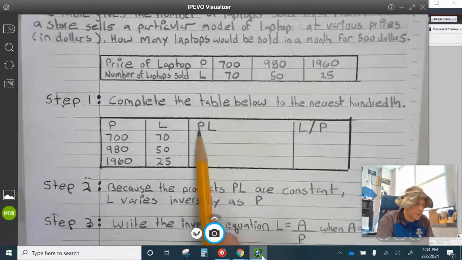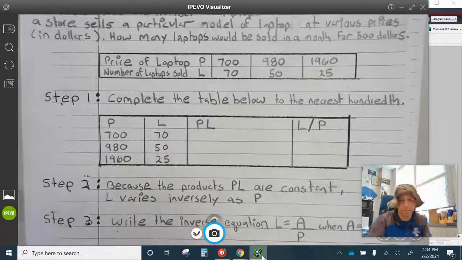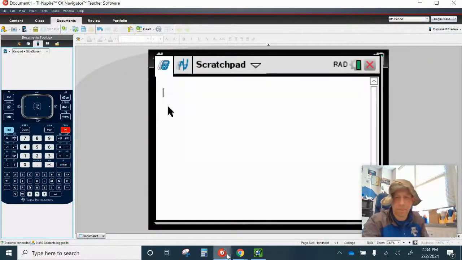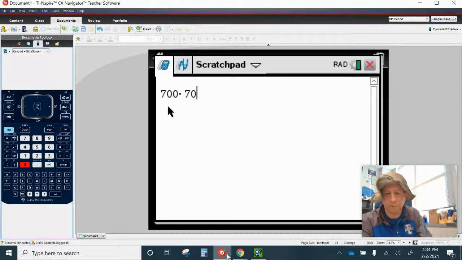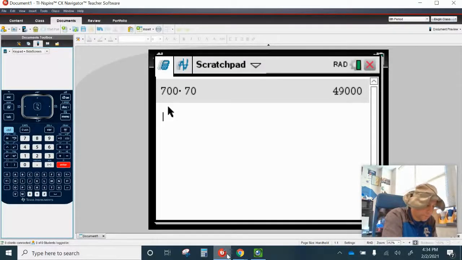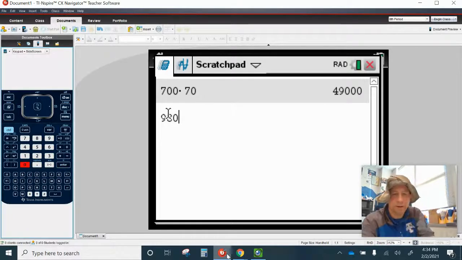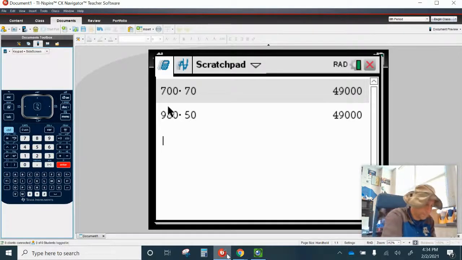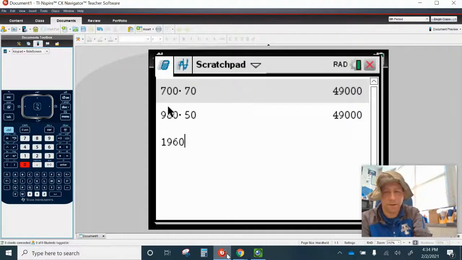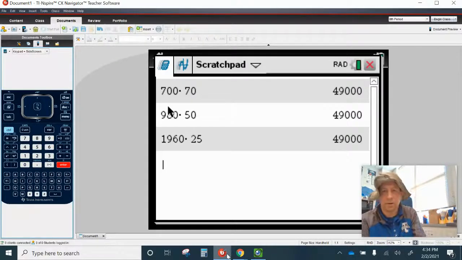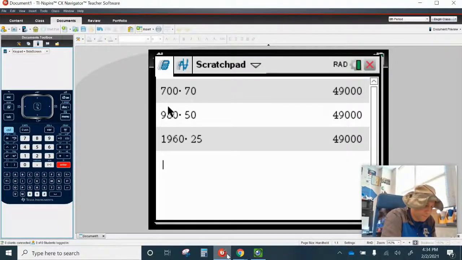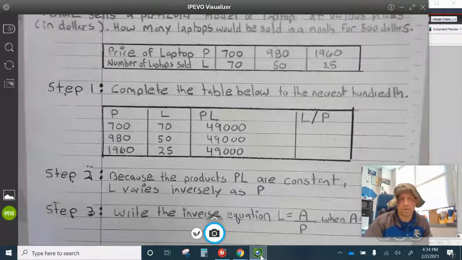So we need to multiply P times L. So 700 times 70 is 49,000. Okay, 980 times 50 is 49,000. And then 1960 times 25 is 49,000. Okay, so we have that.